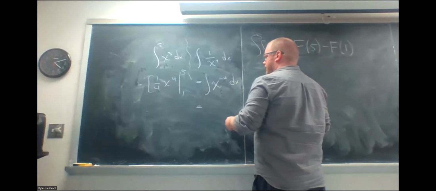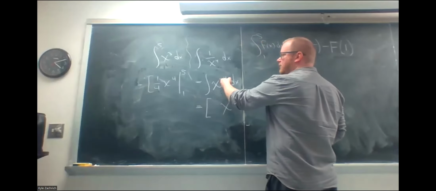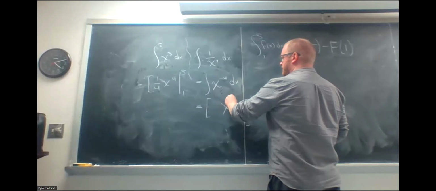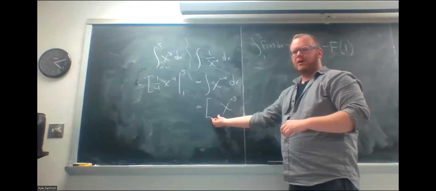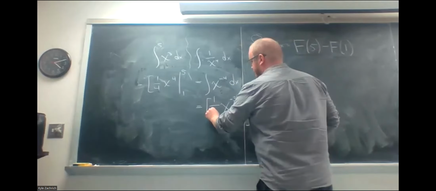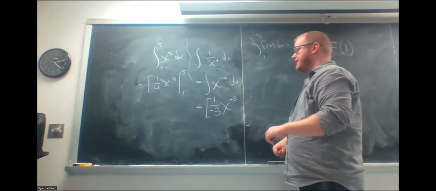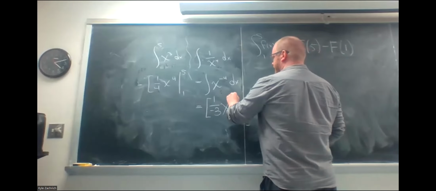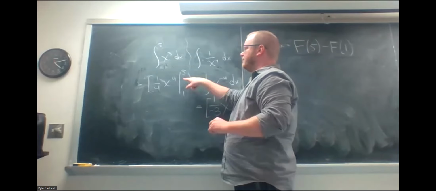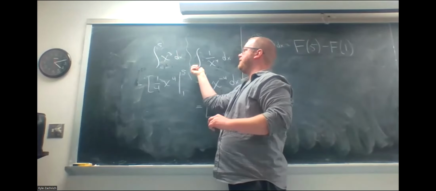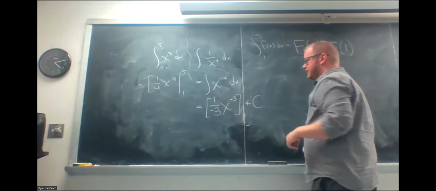So this one here, again, adding 1 to this is going to be to the -3. And I take that result and divide by that. So this is going to be divided by -3 times x to the -3rd. In this case, we don't have to evaluate it at any numbers. So we're not saying from 1 to 5, since there's no numbers here, it's an indefinite integral. We can just say plus C here.